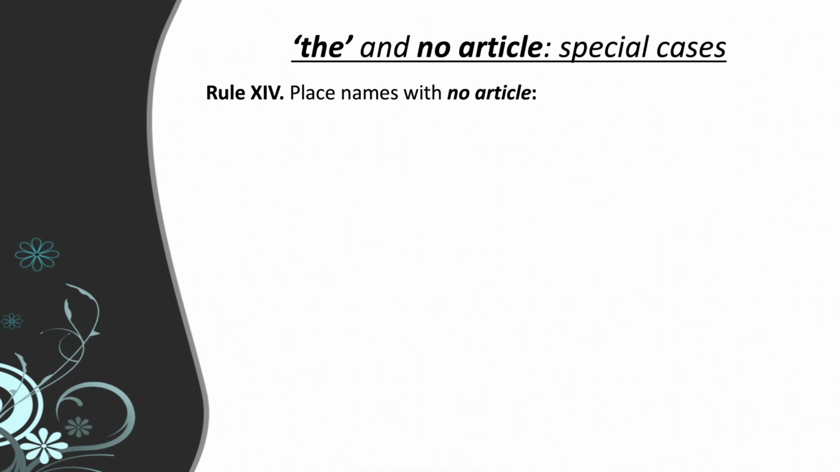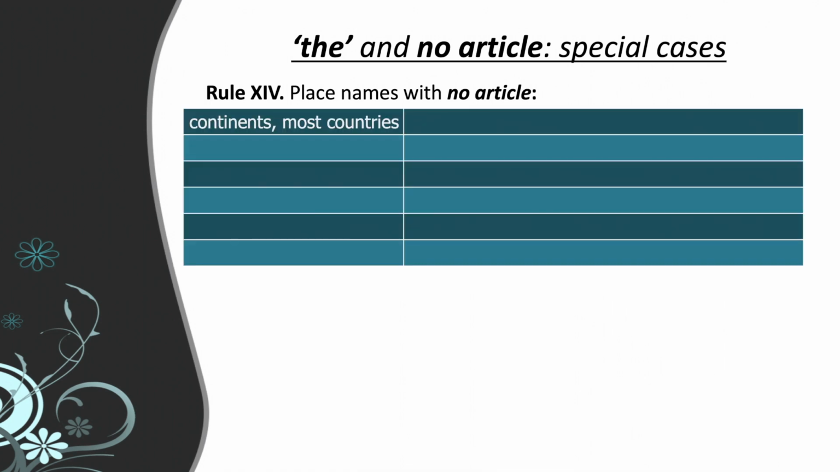Okay, this is the last rule. Yay! Rule number 14. This is about names of places. We sometimes use an article and sometimes we don't. So here are the rules about that. If we're talking about continents and most countries, we don't use an article. For example, Africa, Germany, and Peru. But we do have an exception, and that is the Netherlands. This is another name for Holland.